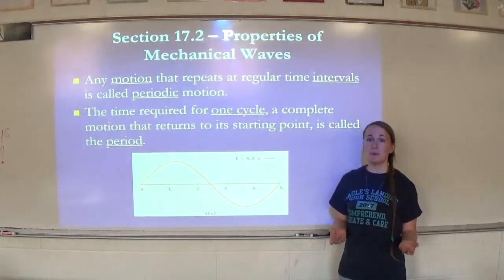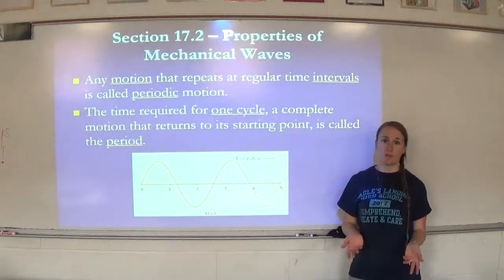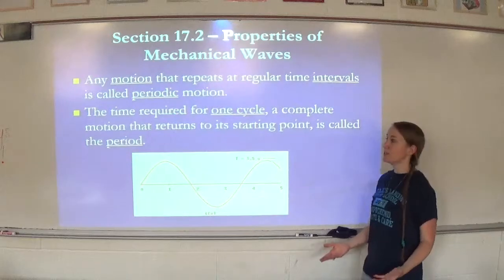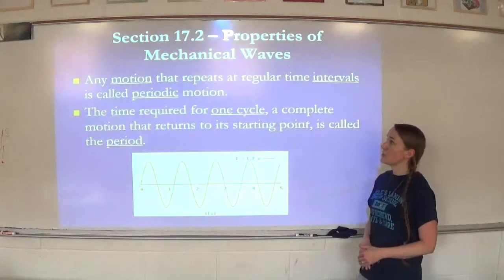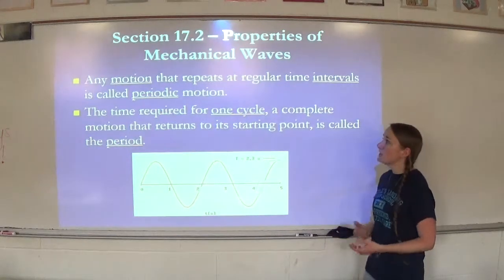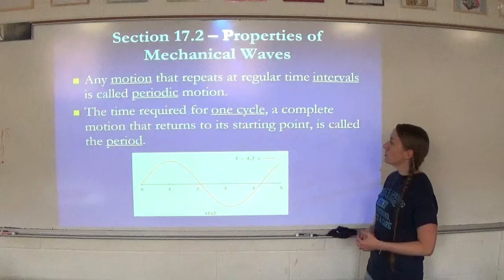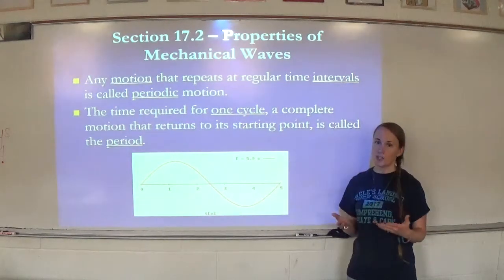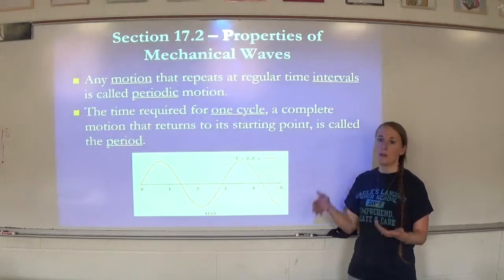So we're still talking about mechanical waves, so we're going to do some calculations in Section 2 with wavelength and frequency. So obviously we need to discuss what those things are first. Any motion that repeats at regular time intervals is called periodic motion. The time required for one cycle, a complete motion that returns to its starting point, is called the period. And so of course our complete motion, when we're talking about a wave, would be one wave itself.